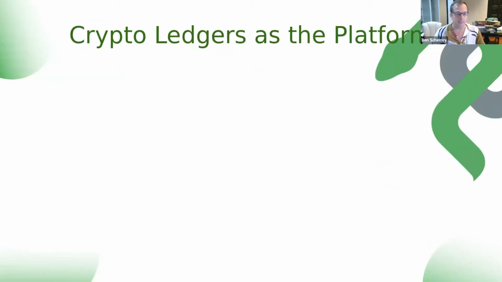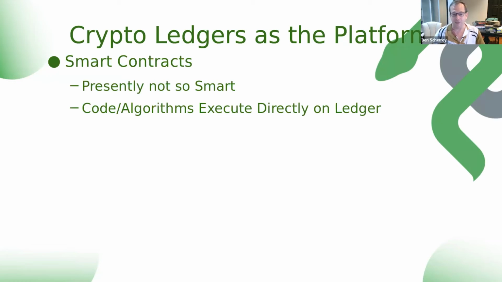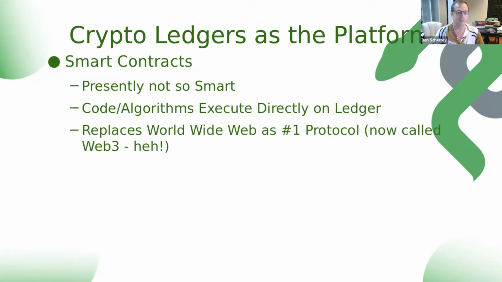So, crypto ledgers as the platform, right? We use the word smart contracts. They are not smart. They're the stupidest contracts in the world. They're the most basic, primitive, nonsensical things in the world, and there's nothing smart about them. It is cool, though. You have code and algorithms executing directly on a decentralized ledger. That's pretty awesome stuff. This is going to be world changing.